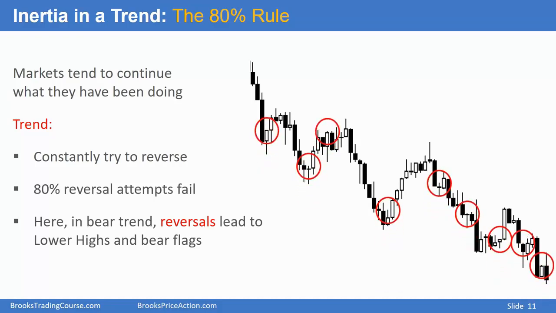Lots of reversal attempts. A good-looking buy signal bar, good-looking buy signal bar, micro double bottom, bull inside bar here, trying to reverse up, trying to reverse up. It's constantly trying to reverse. All trends are constantly trying to reverse. And 80% of the reversal attempts fail.